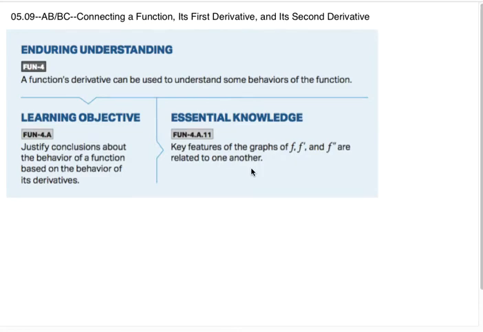All right, this is AP AB and BC Calculus. We're doing Unit 5, Section 9, which is connecting a function, its first derivative, and its second derivative. So we're just going to do a handful of problems here today that relate the three to give you an idea of what you might be looking at in some AP problems.